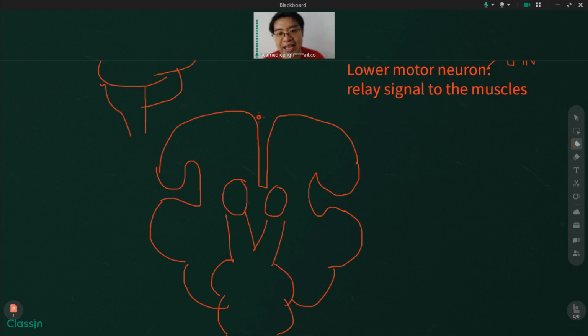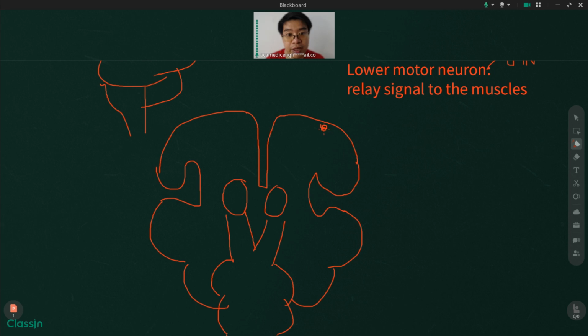Now, how does that happen? Just like the primary somatosensory cortex, different areas in the primary motor cortex do different things. This area will control the legs, for example. This area will control the head and neck. This area here will control the arms. Let's say we are trying to control the biceps brachii. So where should we go?